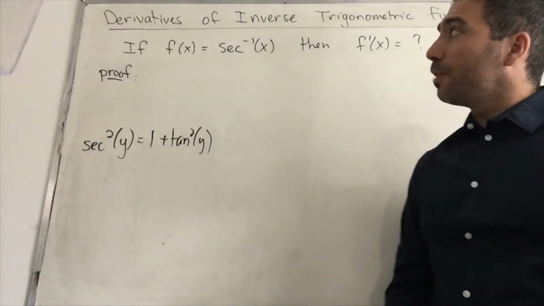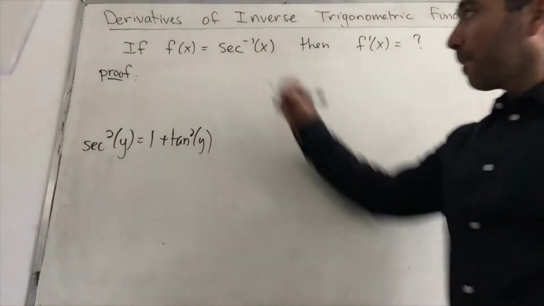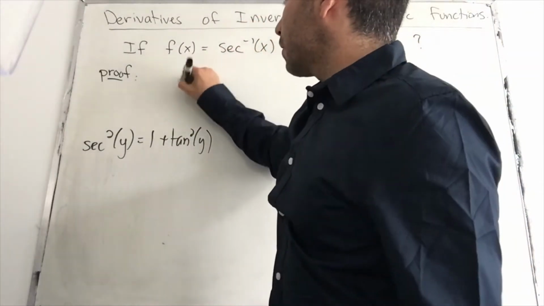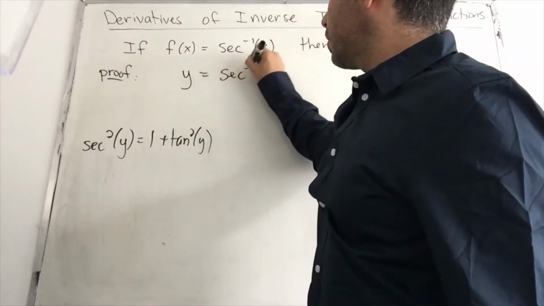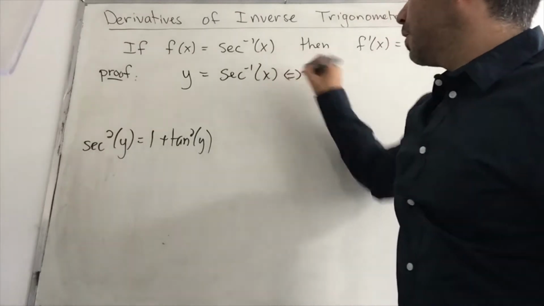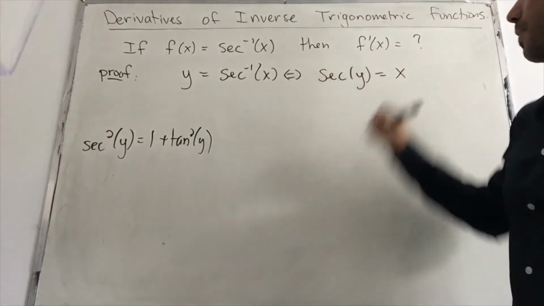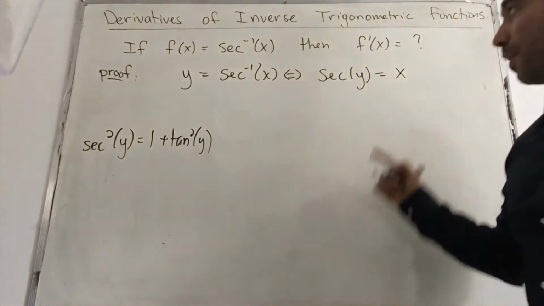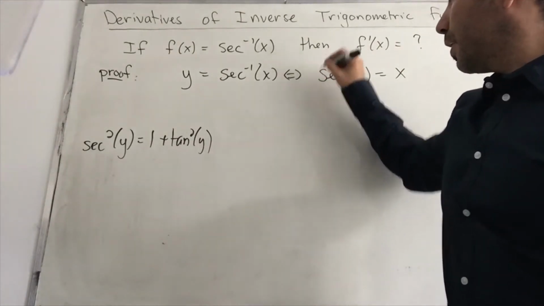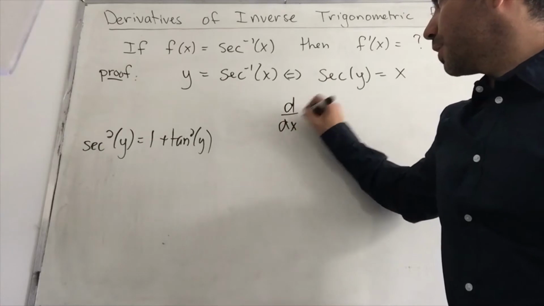So now we're doing the same thing with arcsecant. So let's go ahead and rewrite it as y equals arcsecant of x, and by definition this is the same as secant y equals x. Let's take the derivative implicitly. So we're going to take the derivative with respect to x on both sides of the equation.